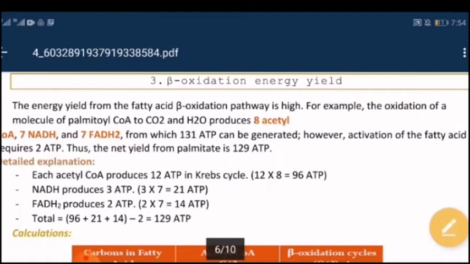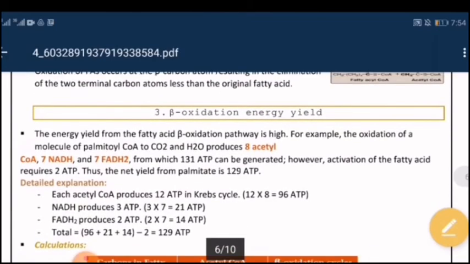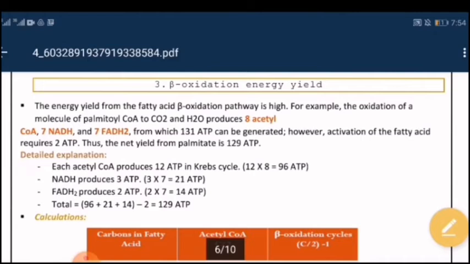What is new in this lecture is that acetyl-CoA produces 12 ATP inside the Krebs cycle. 8 acetyl-CoA multiplied by 12 gives 96. 7 NADH multiplied by 3, since a single NADH produces 3, gives 21, and 7 FADH2 multiplied by 2 gives me 14. Add all these results, gives me 131, sorry.